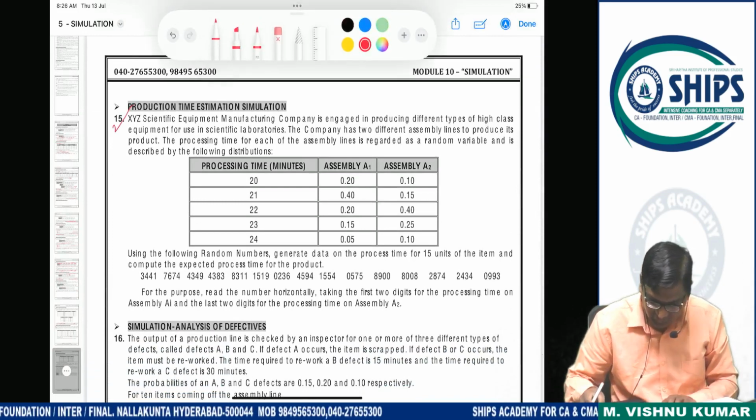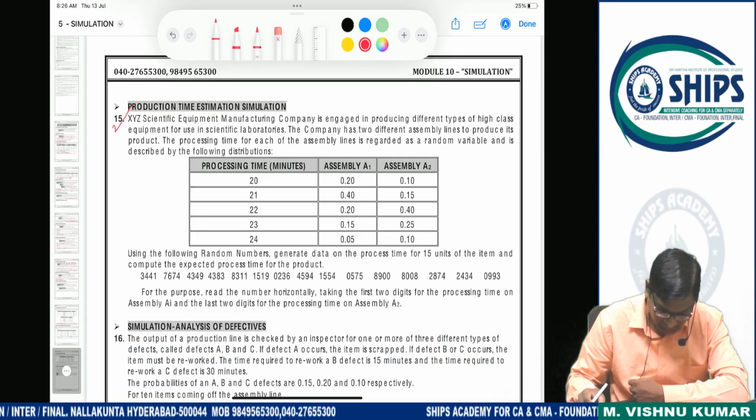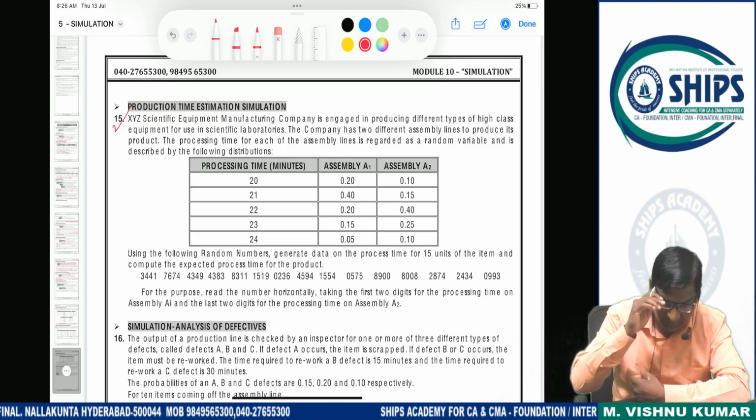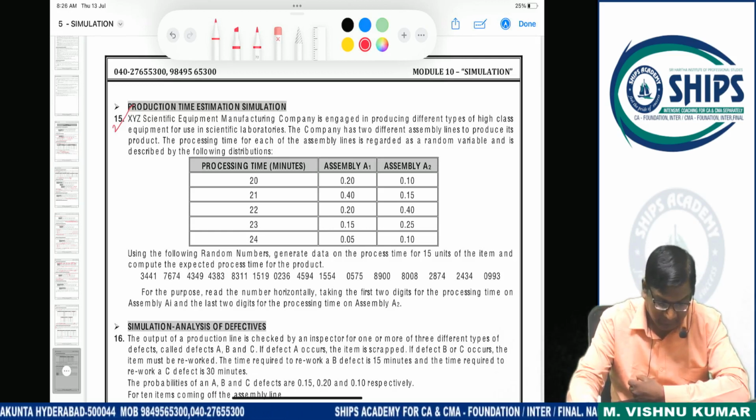Question number 15. This is also a study material question. So we will start question number 15 now.